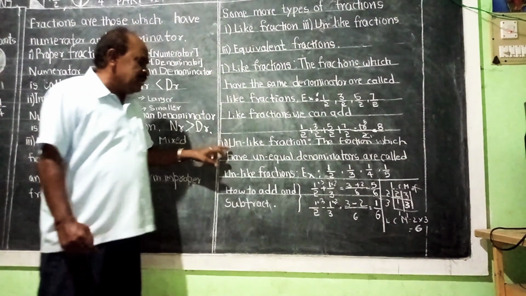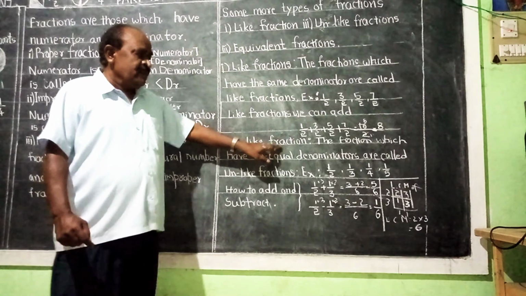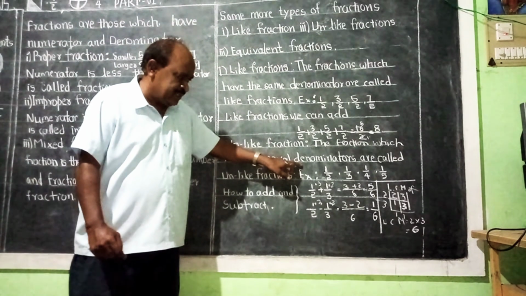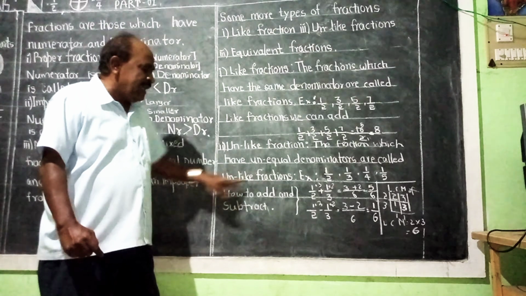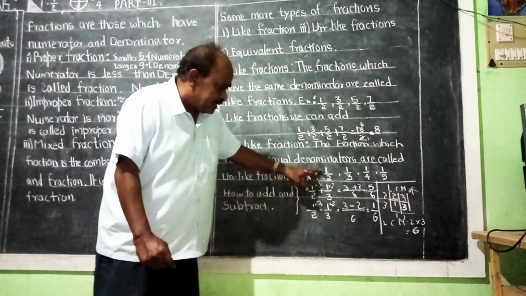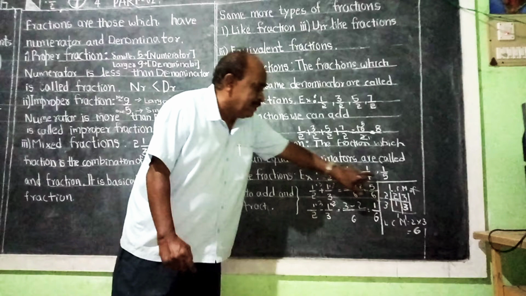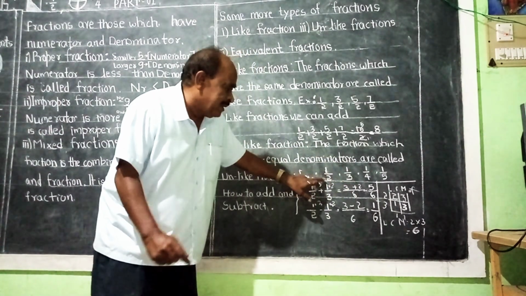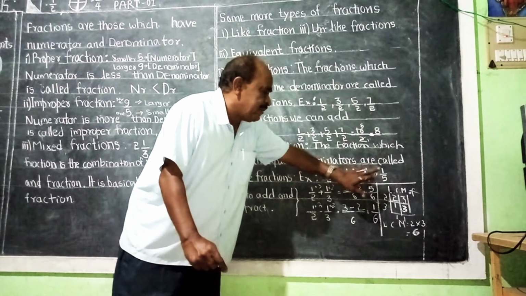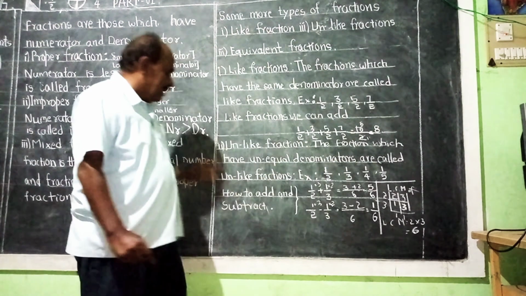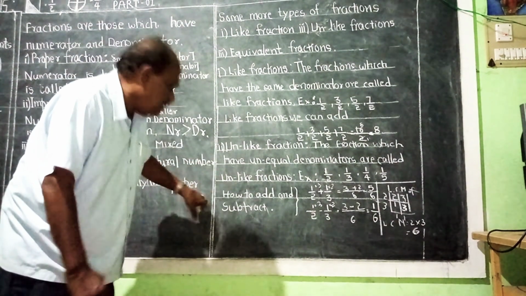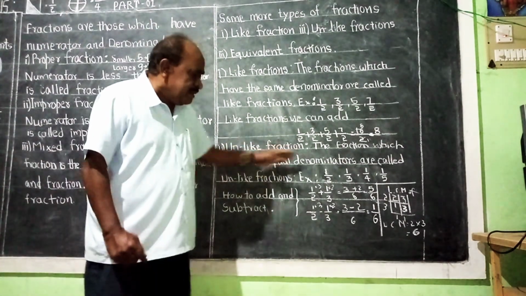Next, coming to the unlike fractions. The fractions which have unequal denominators are called unlike fractions. Here the numerators are the same, but the denominators are unequal. For example 1 by 2, 1 by 3, 1 by 4 and 1 by 5. This type of fraction we call unlike fractions. Look, children, at how to add and subtract these unlike fractions.